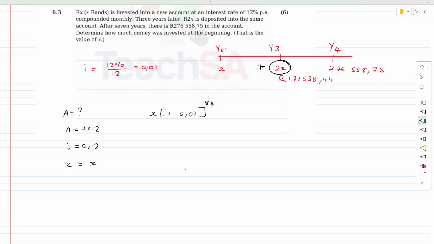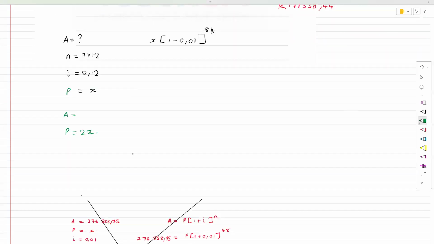Now the next one is in the exact same account. I don't know what A is. This is P. I know that P is 2x. It's double the amount. I know what N is because he did it at the last 4 years. So that's 4 times 12, which is 48. And this is 84. And I is still 0.01.